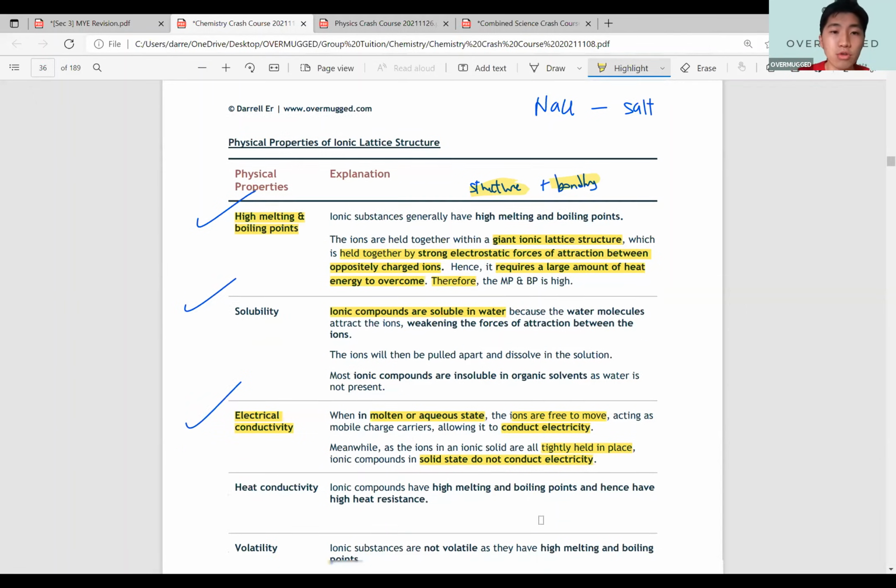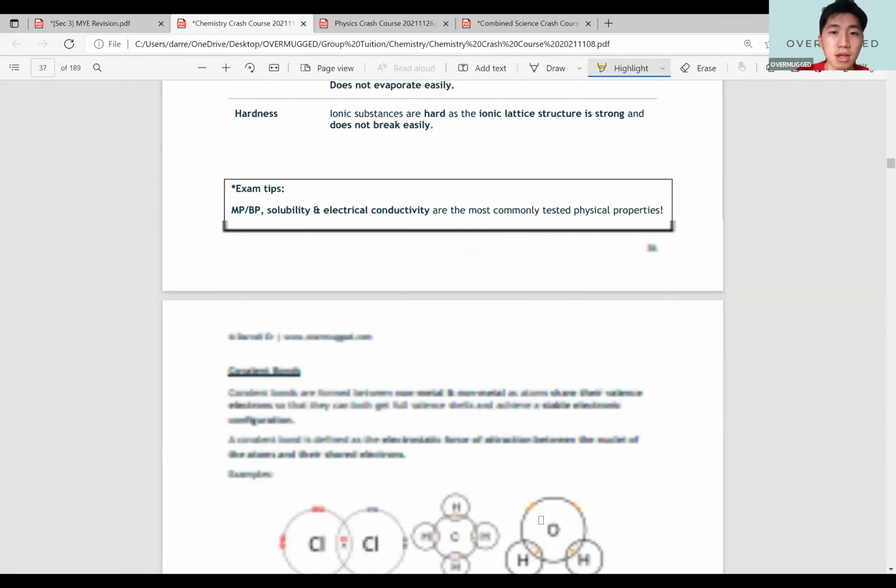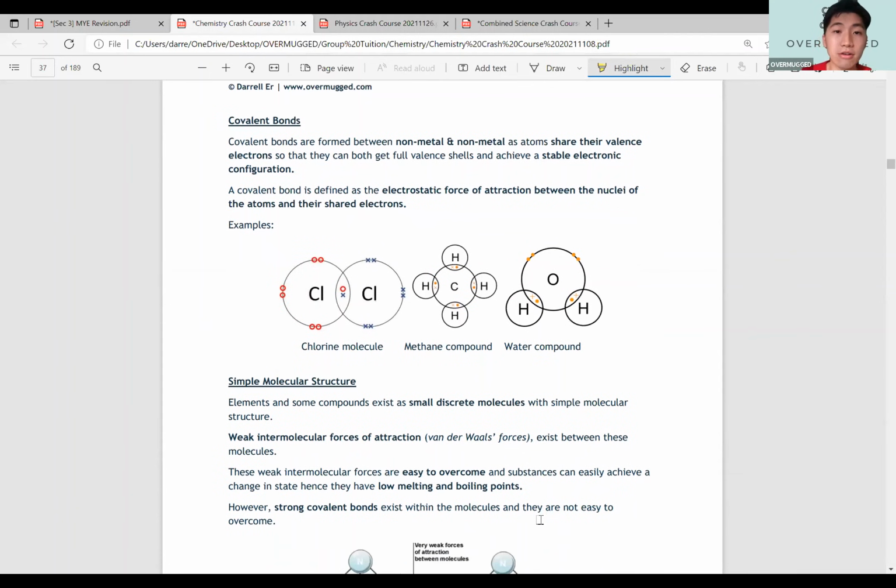Now, let me move on to your covalent. Covalent compounds, earlier ionic was what? Metal, non-metal, right? Covalent is between non-metal and non-metal. How they bond is via the sharing of their electrons. If you look at chlorine, they only share 1 pair, such that both sides will get 8. Look at water, oxygen already has 6 here, so it shares 1 pair each with the hydrogen. At the end of the day, oxygen will have 8 on the outermost shell as well.